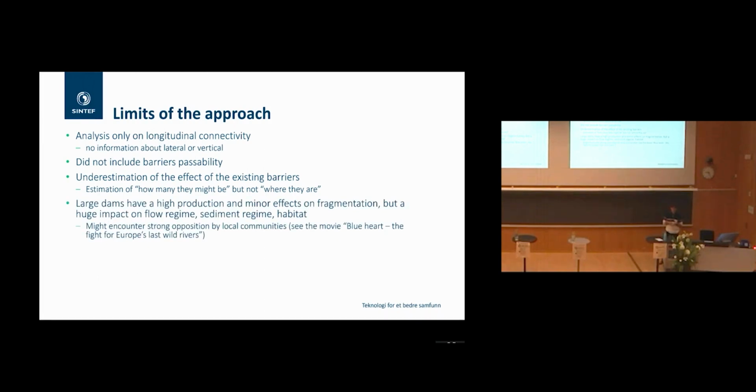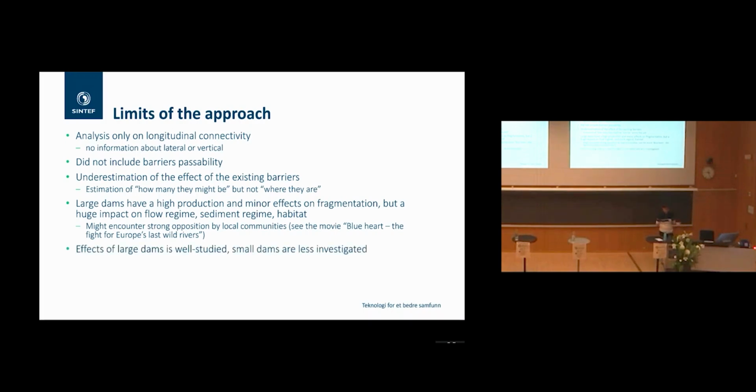I talked about the impact of small dams, but large dams, even if they have a high production and a minor effect on fragmentation in some cases, have a huge impact on flow regime, sediment regime, habitat fragmentation, etc. We know these things. So it's a weighting of the different impacts. And one thing that we often forget is that local communities might oppose quite firmly the development of large hydropower projects. If you didn't see it, there is a movie about the Balkans called Blue Heart, the fight for Europe's Wild Rivers. It's online, it's free. It's interesting because some small communities really opposed the construction of dams in their area.